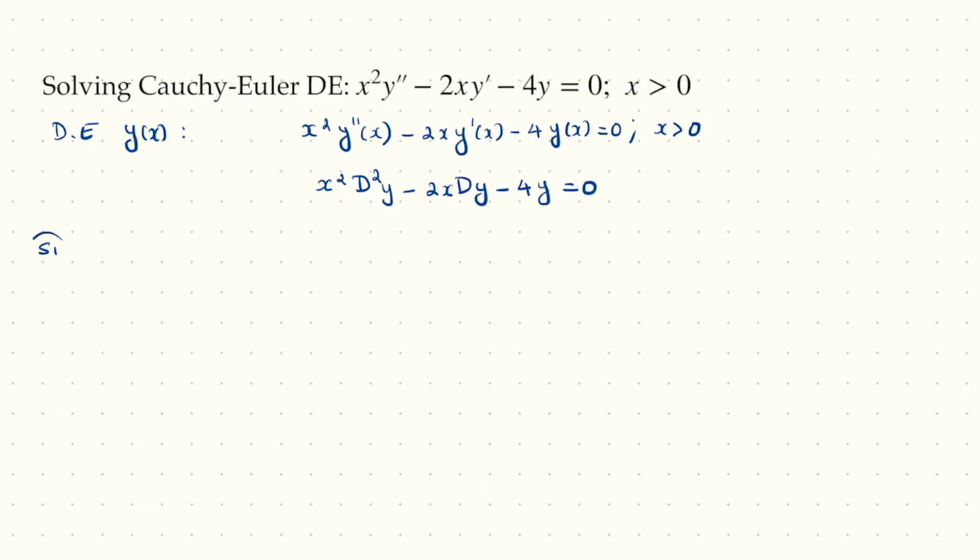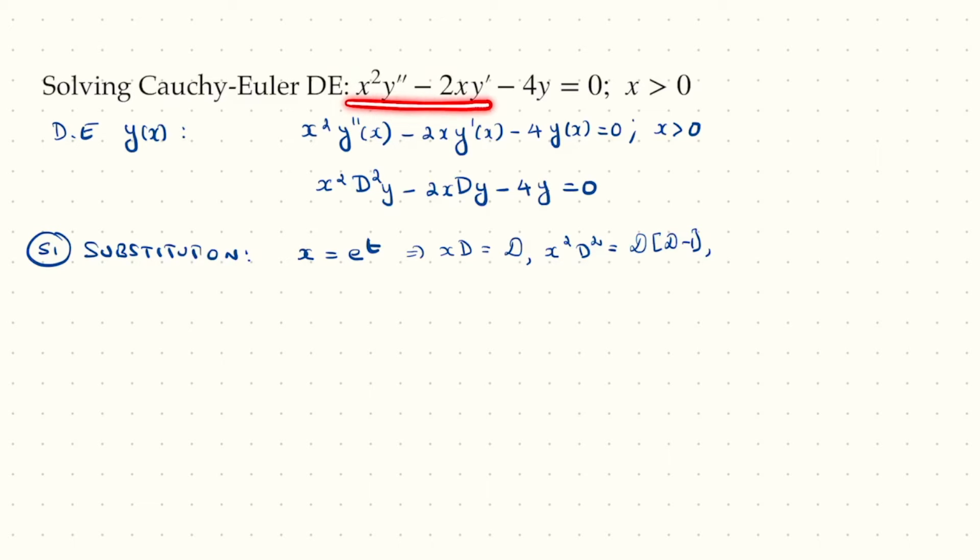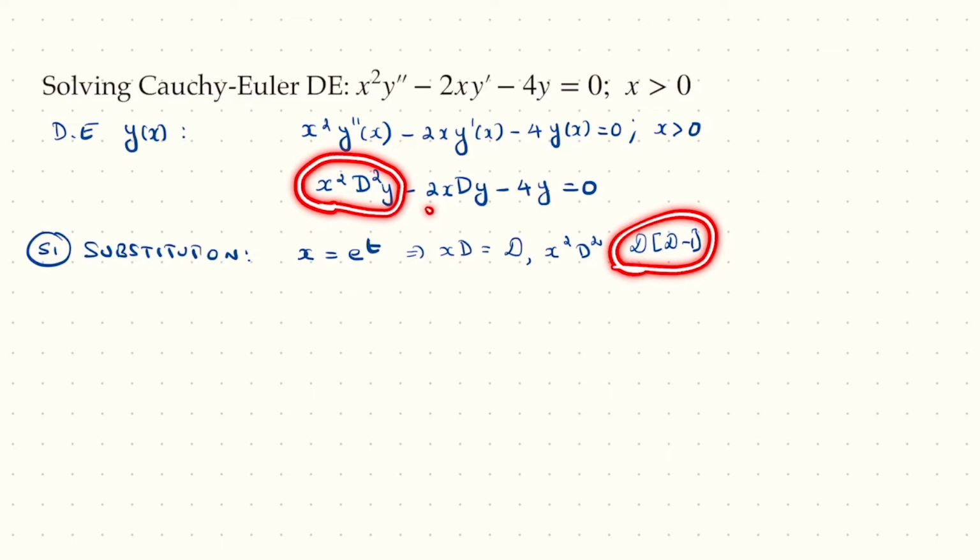Step 1 is the substitution step, and that substitution is x is equal to e to the t. When you do that, you know that this x times d becomes a script d, and x squared d squared is going to become d of d minus 1, and so on. But we only have a second derivative here, so we can stop right there. So this is going to be replaced by this, and this is going to be replaced by that, and then we're going to work on it.